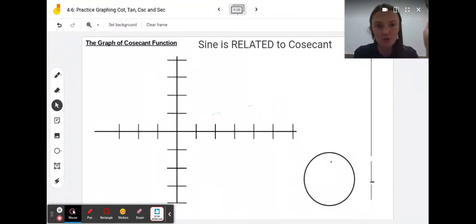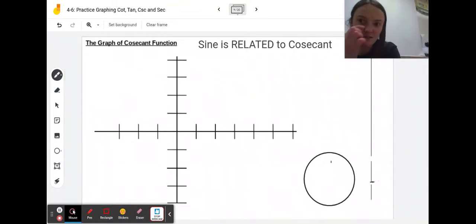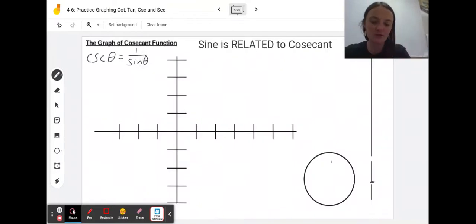The first thing that I want you to do is write on your screen that sine is related to cosecant. We know that from previous lessons. We know that specifically sine is the reciprocal of cosecant. So we can actually write cosecant in terms of sine. I know that cosecant of theta is equal to 1 over the sine of theta. Okay, so that's probably some pretty good information that we want to keep in mind.